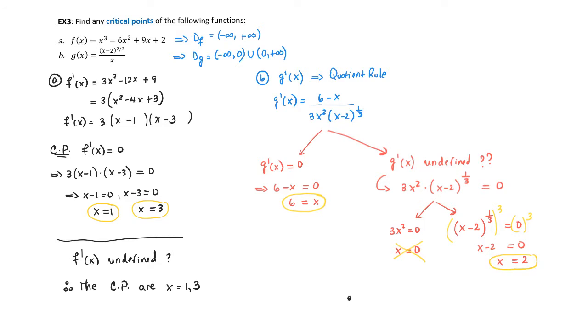Conclusion, we're going to say, therefore, the critical points are x equals 2 and 6. These are the 2 critical points.